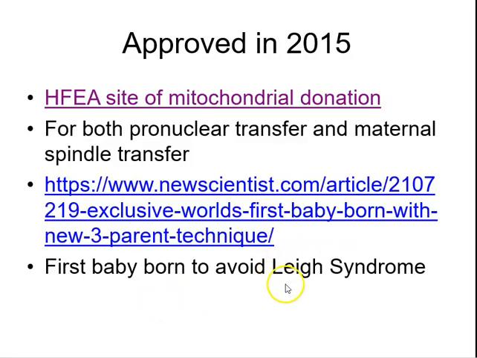Okay, so this was approved in the UK in 2015. If you follow this link, you'll see the Human Fertility and Embryology Association site on mitochondrial donation and how this can be done and implications for parents if you want to read up on it. So both pronuclear transfer and maternal spindle transfer are both approved in the UK, and this is linked to the first case where a baby was born avoiding Leigh syndrome using this 3-parent fetus or mitochondrial donation technology.